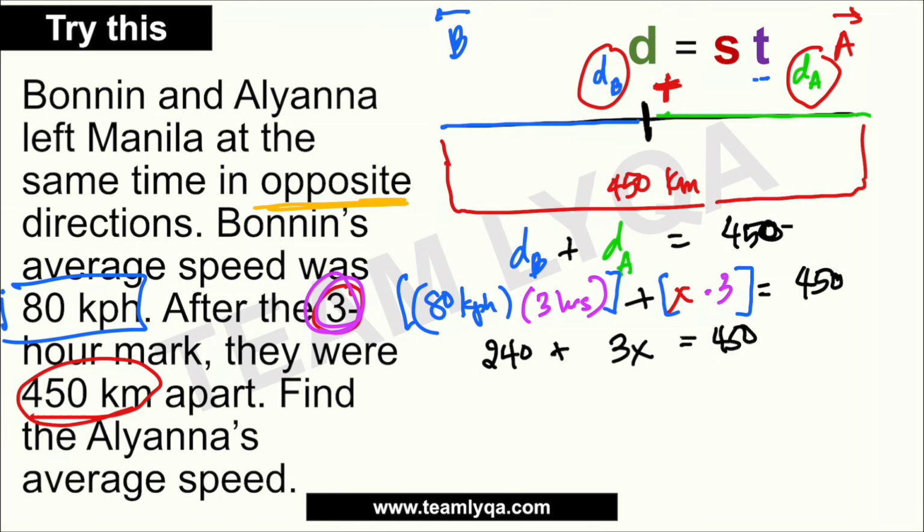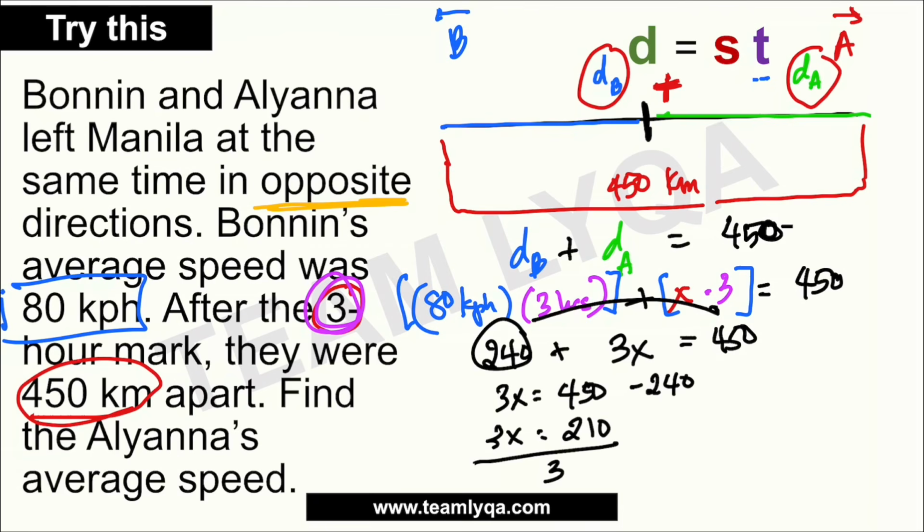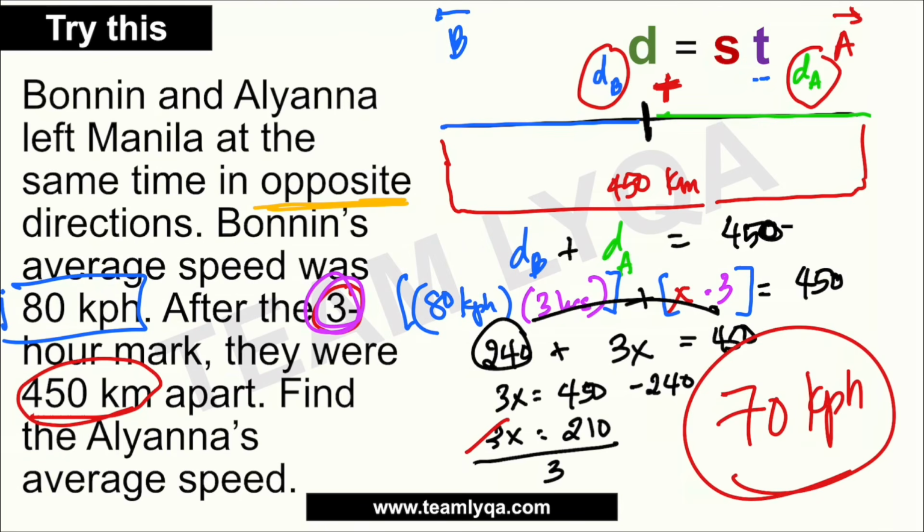450. And now, ang gagawin natin is iwan natin yung x sa isang side. So, 3x is equal to, ito ililipat natin sa kabila. At para makancel yan, ima-minus ko siya. So, 450 minus 240. Now, we have 3x is equal to 210. I-divide natin both sides by 3 para makancel ito. So, x is equal to 210 divided by 3 or ang kanyang speed ay 70 kilometers per hour. Okay? So, yan yung ating sagot.